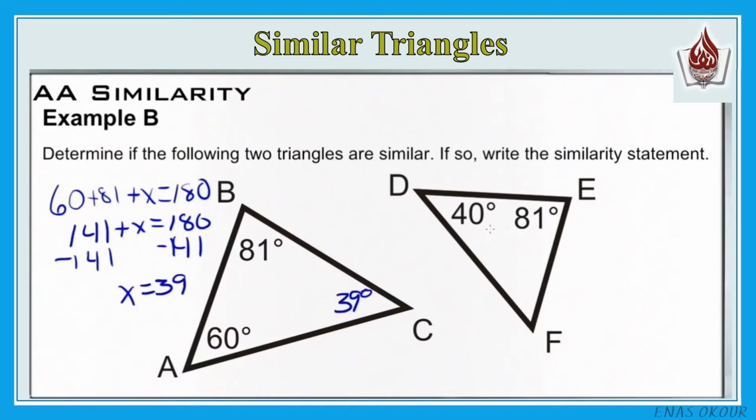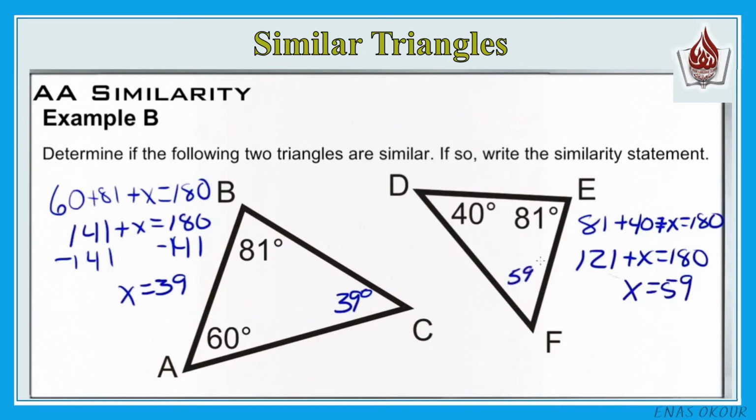And over here we have 81 plus 40 plus x has to equal 180. So that gives us 121 plus x equals 180. So over here, x must be 59. So this angle here is 59 degrees. So we have one angle that matches the 81 degree, but the other two angles do not. We have a 39 which almost matches the 40, and a 59 which almost matches the 60, but not quite. So these two triangles are not similar.